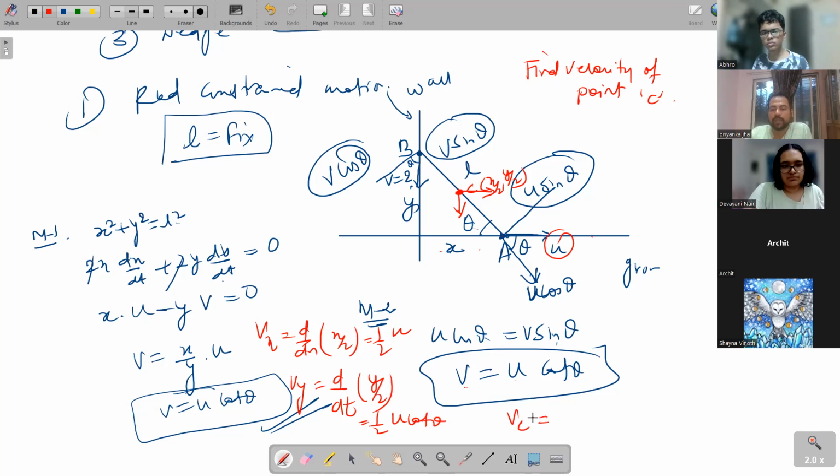So the velocity of C would be the vector Vx i plus Vy j. So Vx is what? That is U by 2 along positive x, and this is downward. So this is minus U by 2 cot theta j. This is the velocity of C in vector form. Understood?